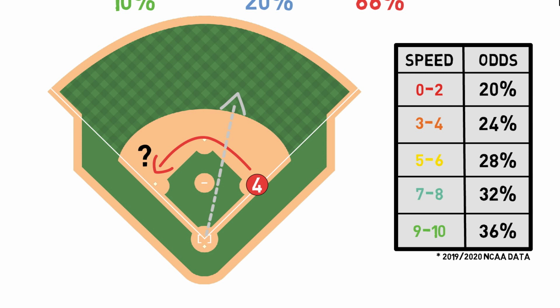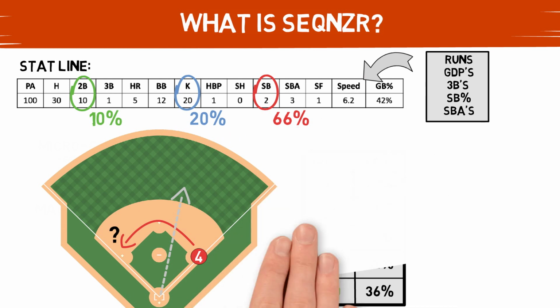But this is an example of how having a quantitative way of looking at situations like this allows coaches to make better informed decisions when the game is on the line. However, Seqnzr doesn't just look at historical data.